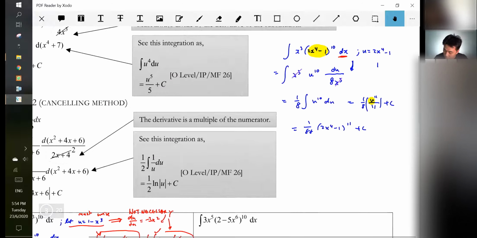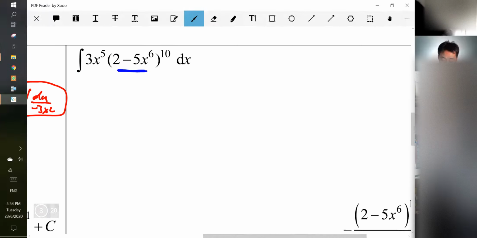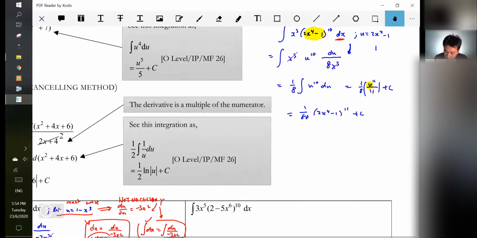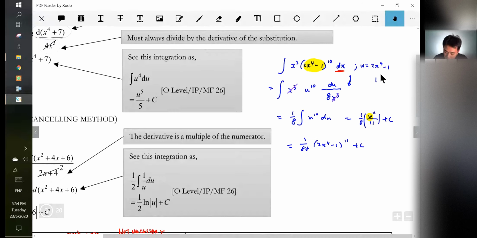Same thing. Basically, when you let this be a replacement variable, you differentiate this, and you'll cancel the one in front. Okay, and you eventually reduce it to O-level form, which means you can use the O-level formula to integrate.